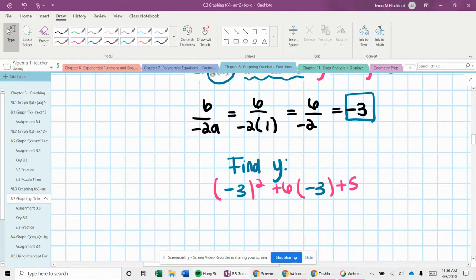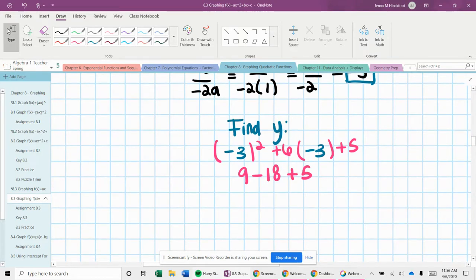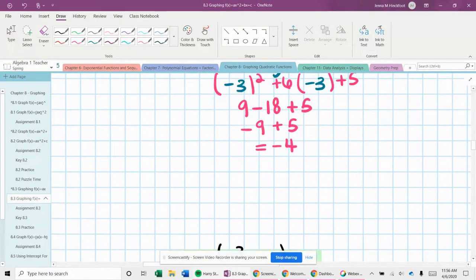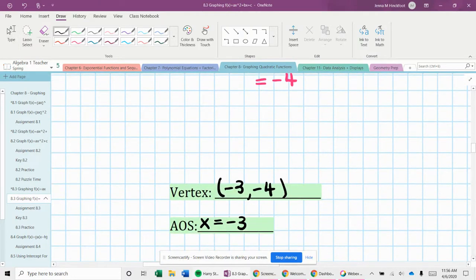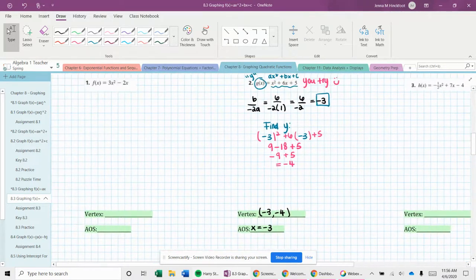So order of operations, exponents first, so negative 3 squared is negative 3 times negative 3, which is positive 9. 6 times negative 3 is negative 18 plus 5. Working from left to right, 9 minus 18 is negative 9 plus 5. Negative 9 plus 5 is negative 4. So that gives you the y of your vertex, so that gives us everything we possibly need. So our vertex is negative 3, negative 4. Our AOS is x equals negative.